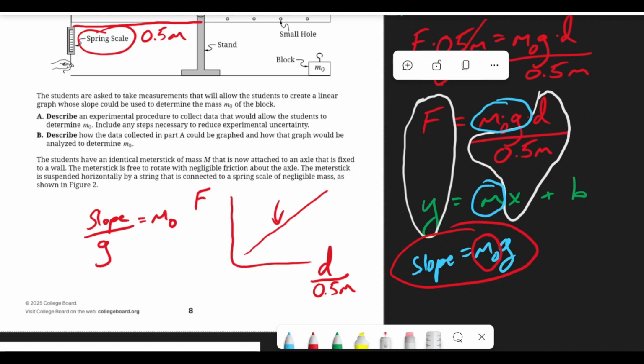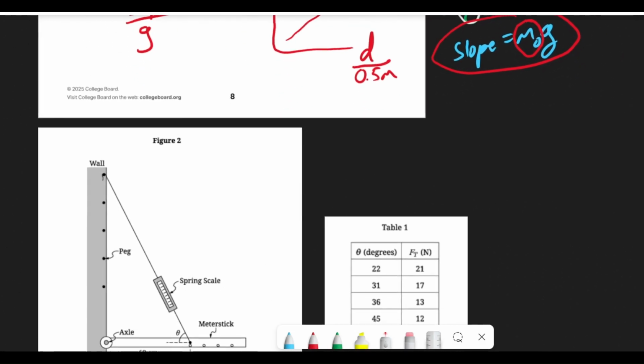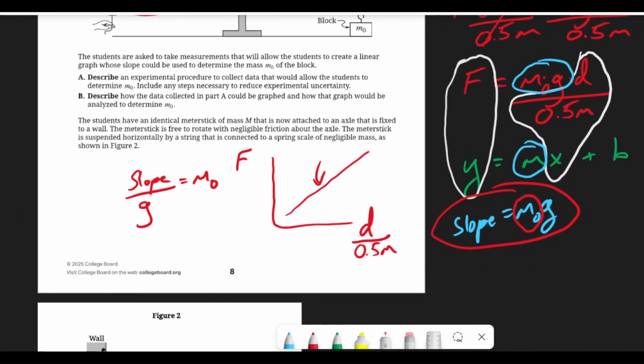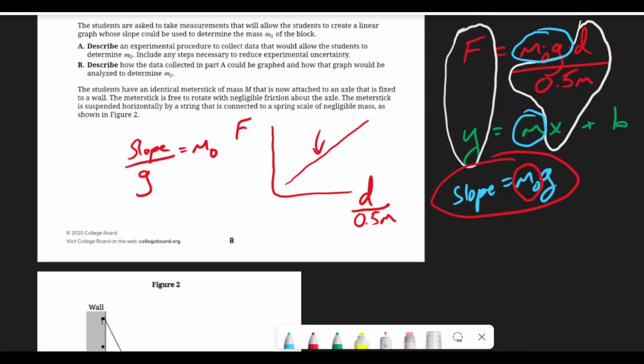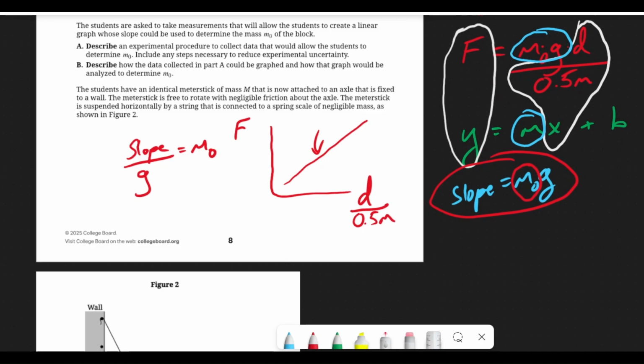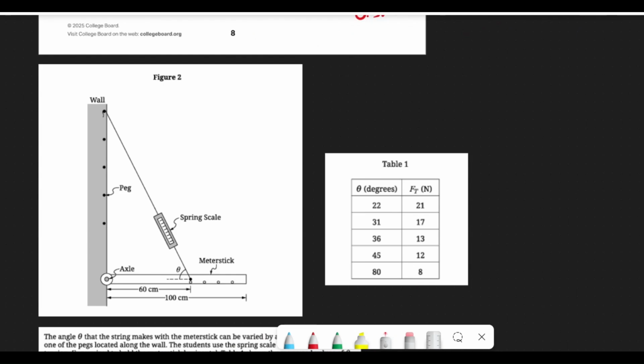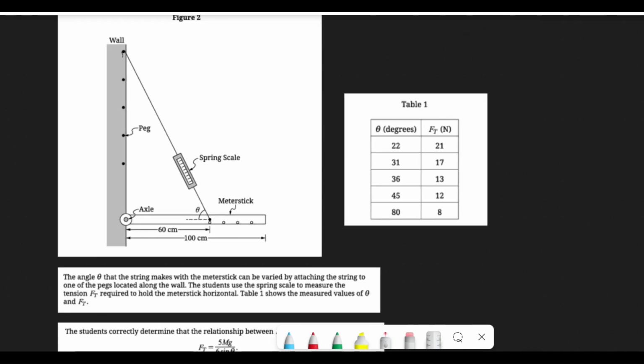So now, the students have an identical meter stick of mass m that's now attached to an axle that's fixed to a wall. It looks like this down here. So it's fixed to an axle and attached to a wall. The meter stick is free to rotate with negligible friction about the axle, and the meter stick is suspended horizontally by a string that's connected to a spring scale of negligible mass as shown in figure 2. So it looks exactly as it's described right here.